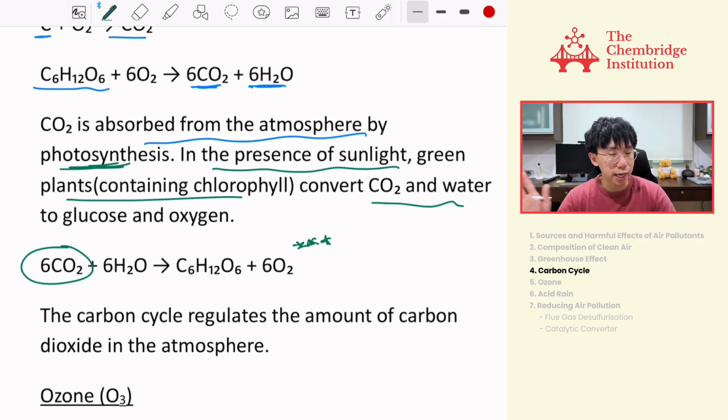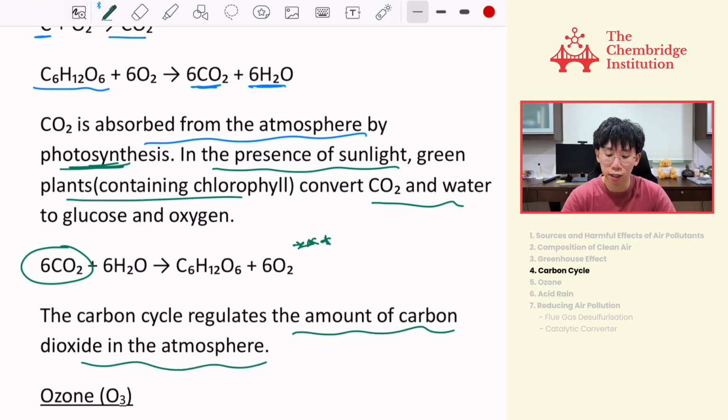So why is the carbon cycle important? If you realize, this carbon cycle actually helps to regulate the amount of carbon dioxide in the atmosphere, so your CO2 doesn't go out of control and then you don't produce too much greenhouse gases. When you know this cycle, you know which parts to use in order to regulate the amount of CO2. For example, you know that everywhere in this world we're trying to plant more plants, and this will help to regulate the amount of CO2 and prevent more global warming.